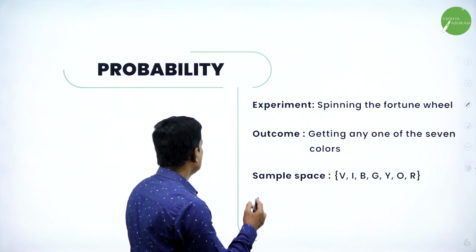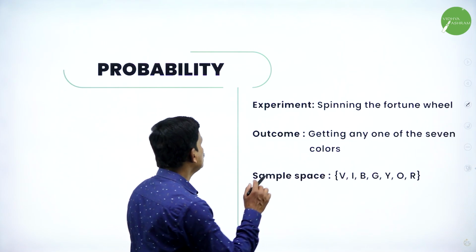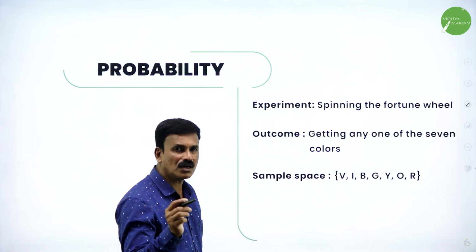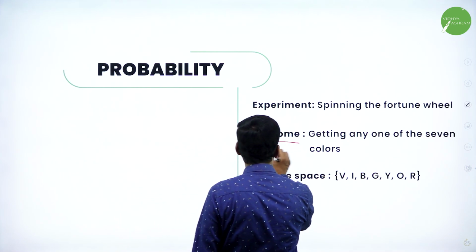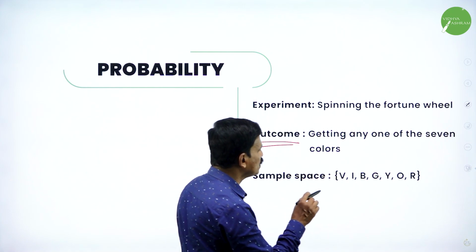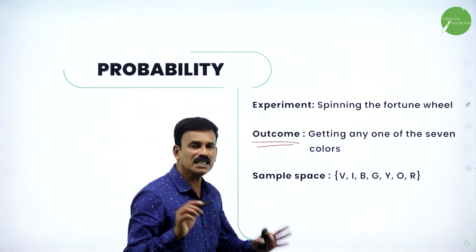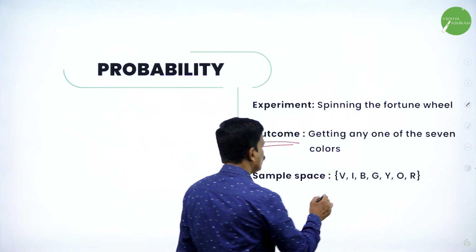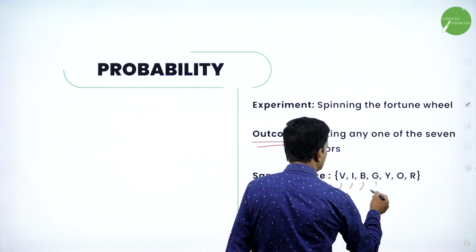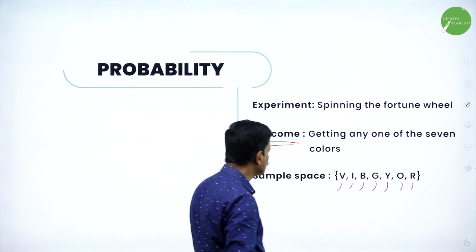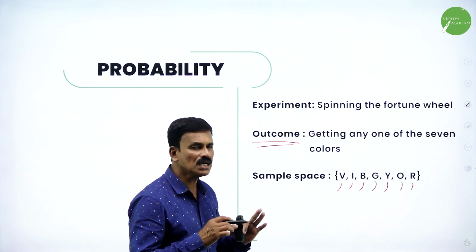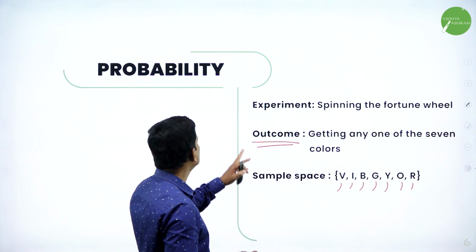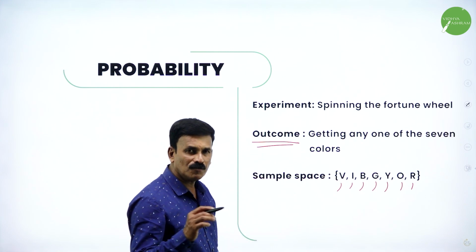Now here the experiment is spinning the fortune wheel. If we spin the fortune wheel, what are the outcomes? The outcomes may be getting any one of the 7 colors. The 7 colors are violet, indigo, blue, green, yellow, orange and red. So the sample space is VIBGYOR. That is the experiment, spinning the fortune wheel.